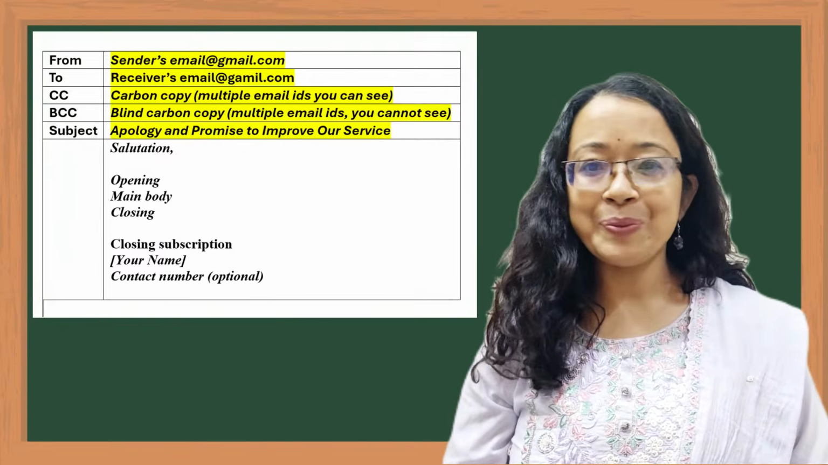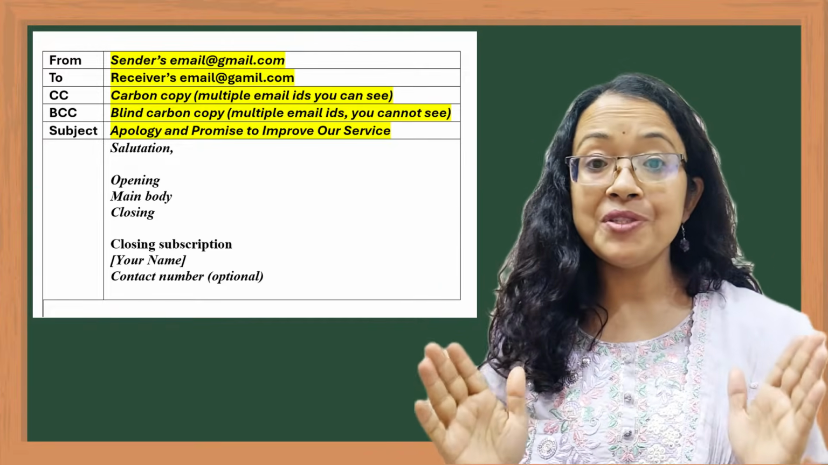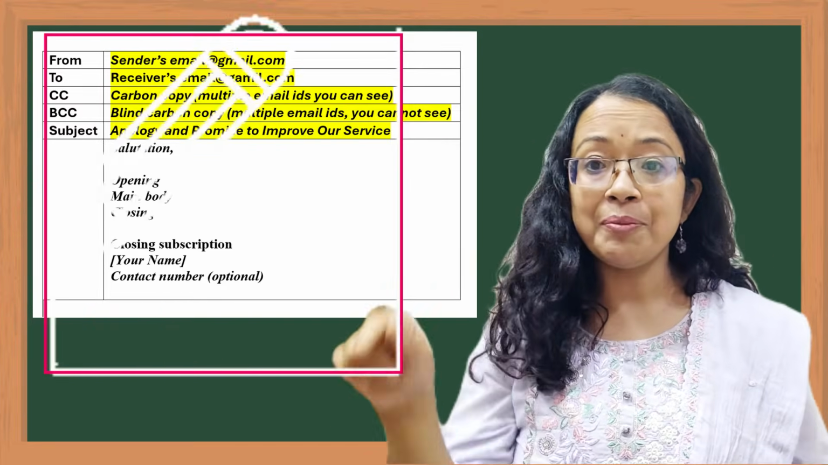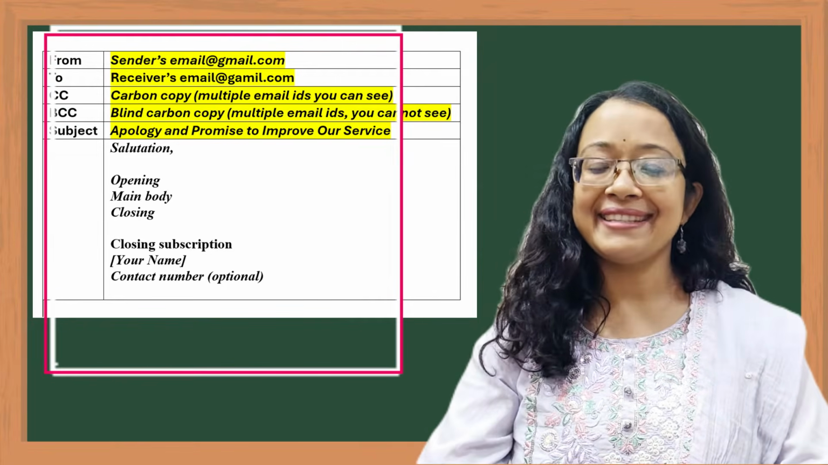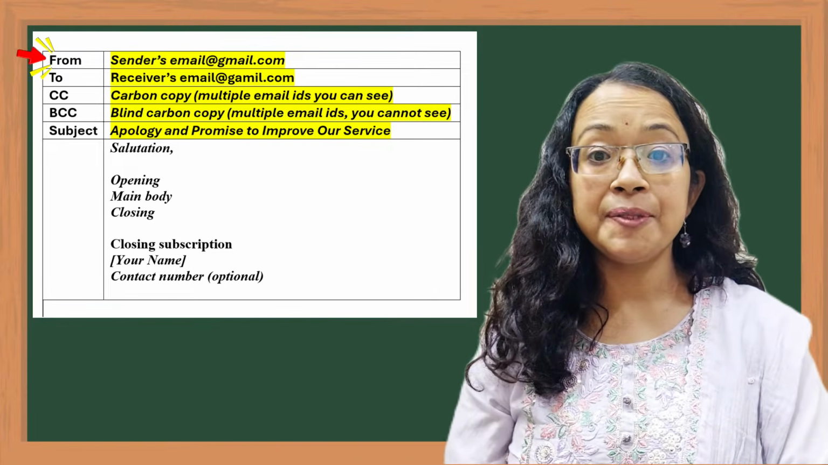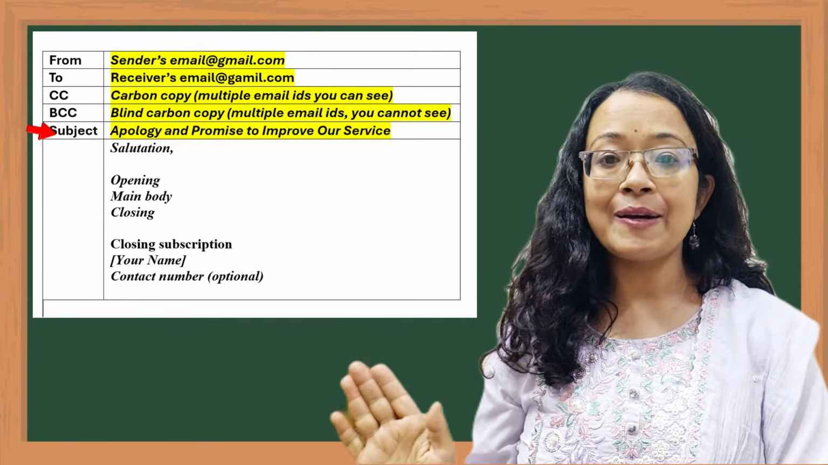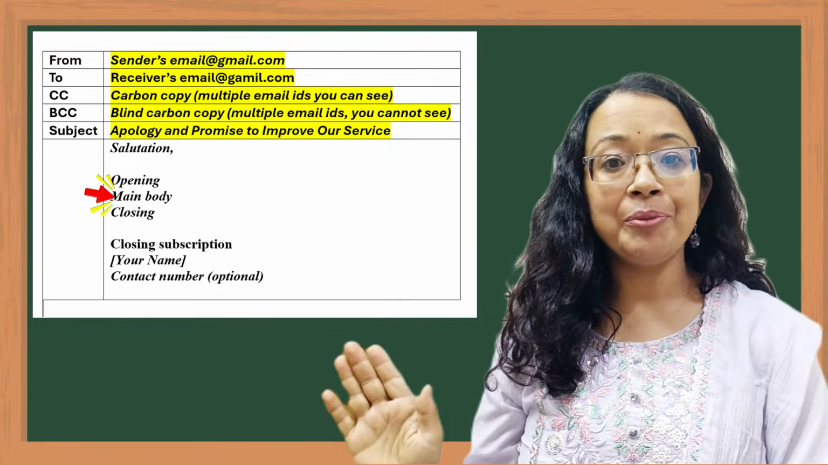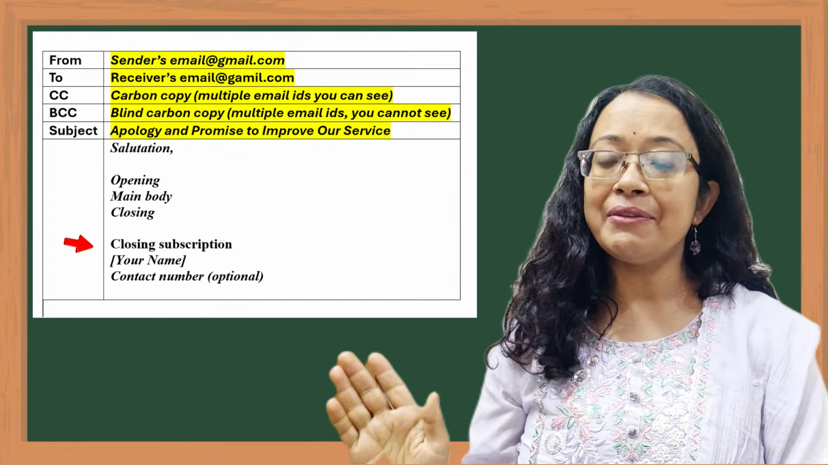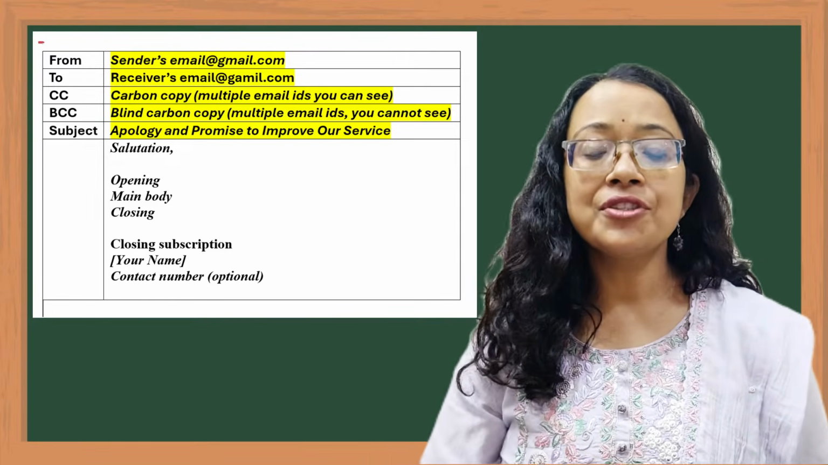Now let's dive into the format of the email. Here is the format of the email. By now, you must have known that you need to keep this format inside a box drawn with the help of a pencil and a scale. At first, here is the From, To, CC, BCC, Subject, Salutation, Opening statement, Main body, Closing statement, and finally the subscription and signature.